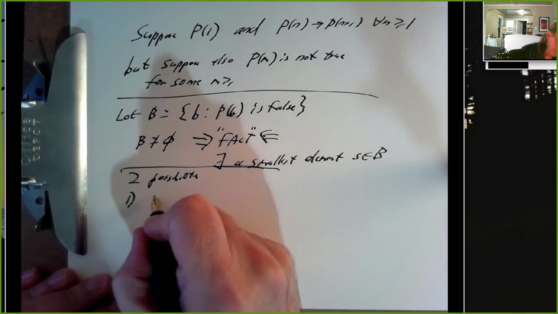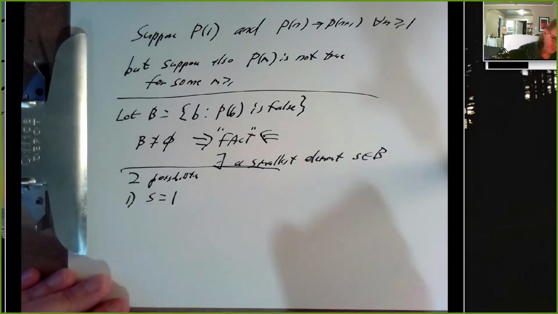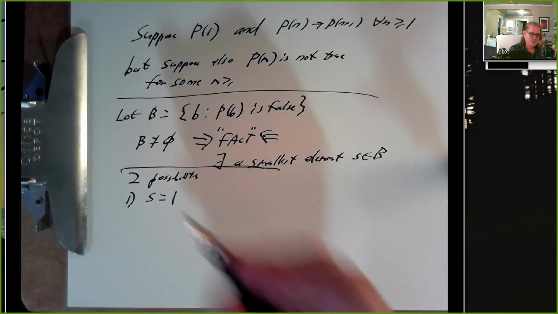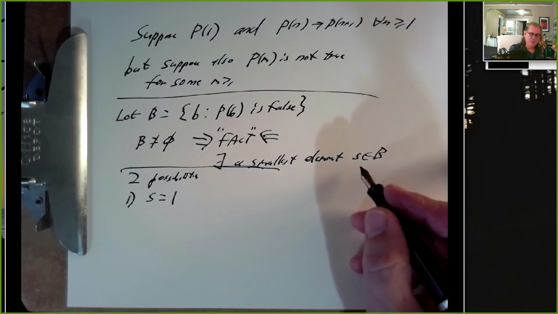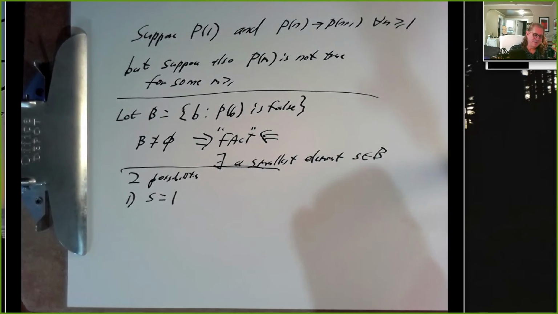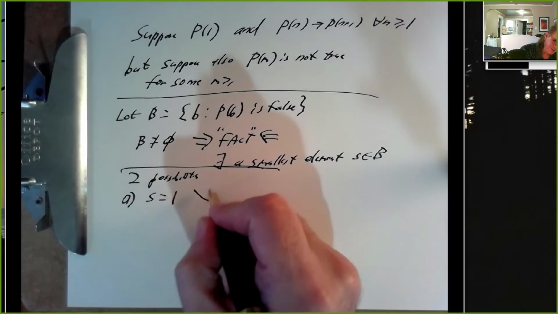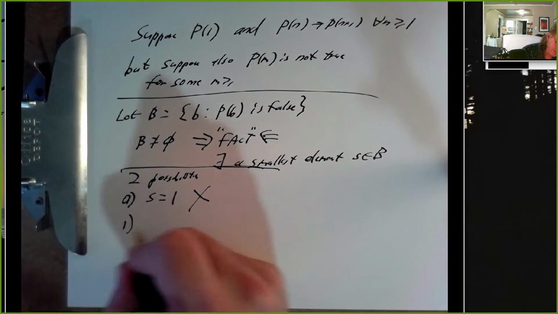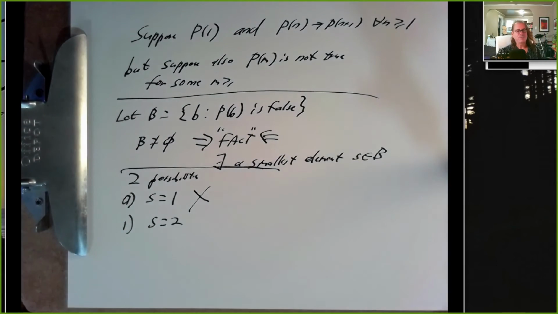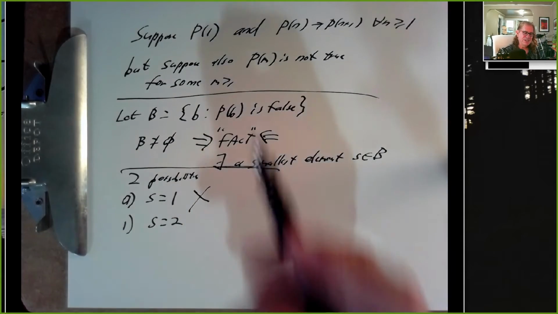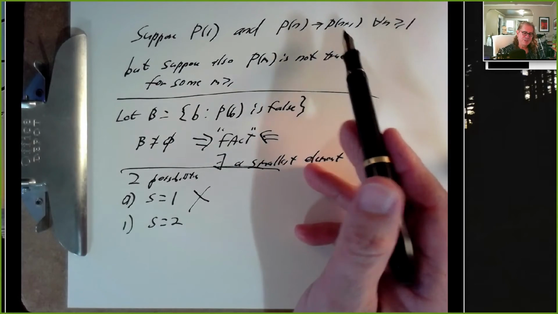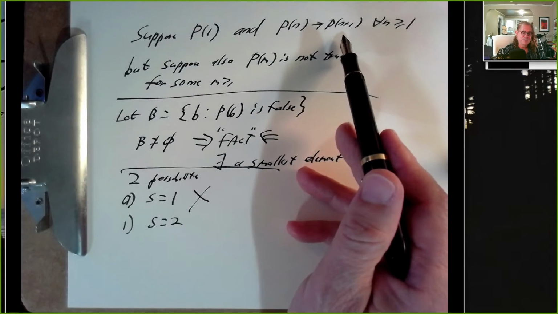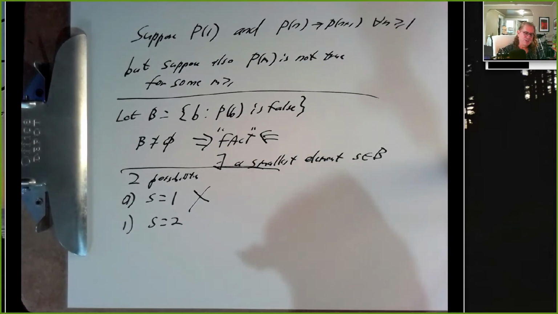Possibility 0: S is equal to 1. Well, that's not a possibility because we know that the proposition is true for 1. So 1 cannot be an element of the set of bad elements. So let's say no, that's not a possibility. Possibility 1: S could be equal to 2. Well, that's actually not possible either, because since we know 1 is a value for which P is true, and we know that Pn gives you Pn plus 1, since P1 is true, we know P2 is also true. So S cannot be equal to 2.